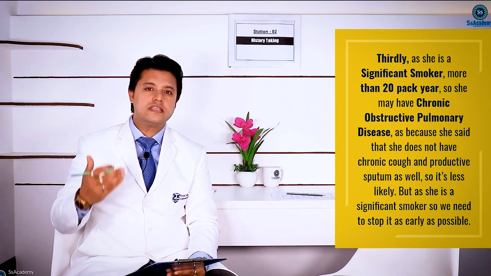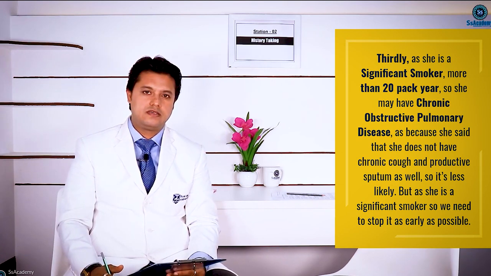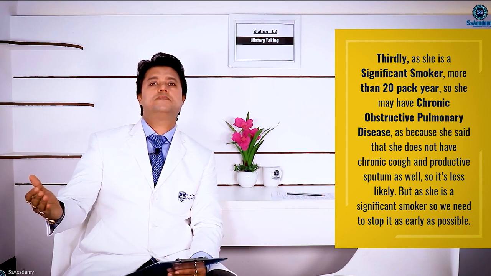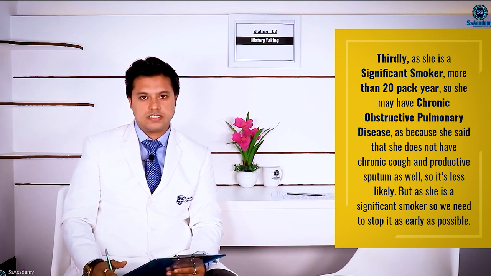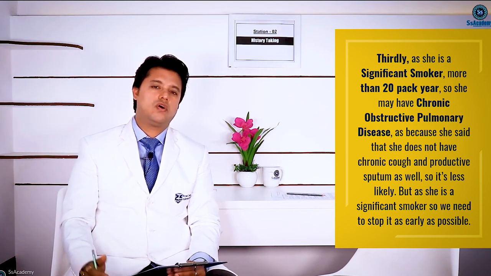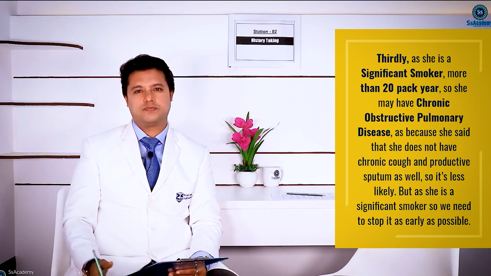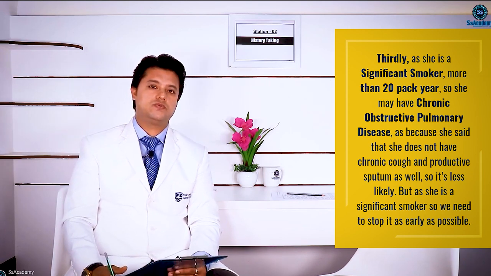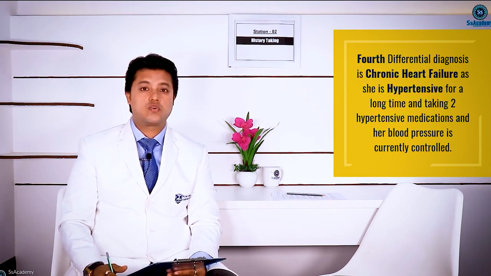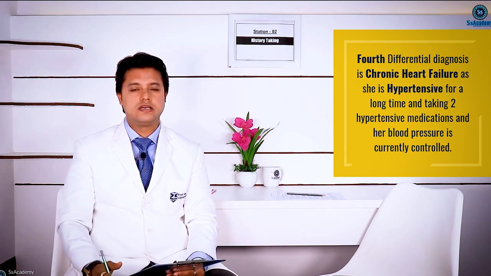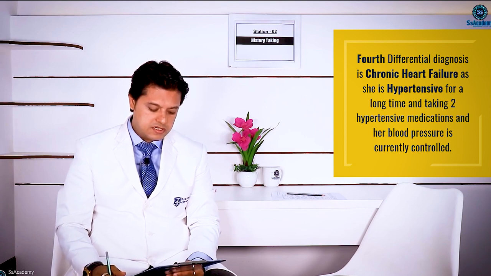Thirdly, as she is a significant smoker, more than 20 pack-years, she may have chronic obstructive pulmonary disease. But because she said she doesn't have a chronic cough or productive sputum, COPD is a less likely possibility. Yes, as she is a significant smoker, we need to stop it as early as possible. And fourthly, the differential diagnosis of chronic heart failure, because she has been hypertensive for a long period of time and is taking two medicines, but the blood pressure is controlled right at this moment.